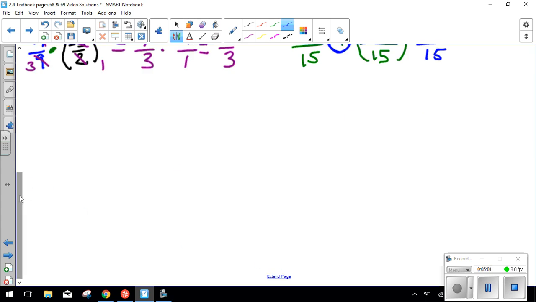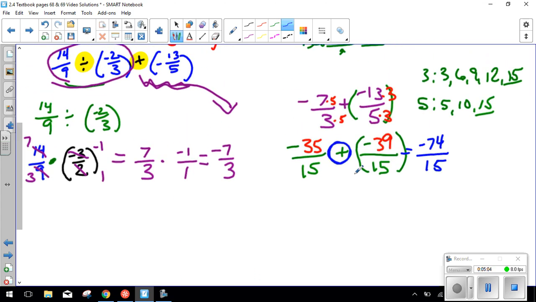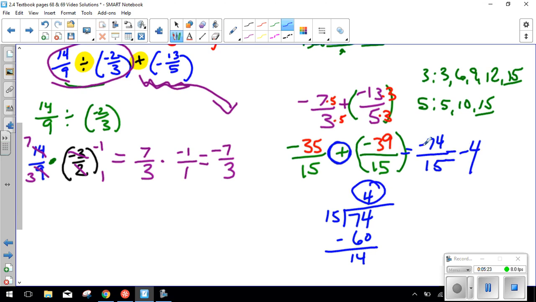Okay, what I'm going to do from here is convert this to a mixed number. So I'm going to take 15 into 74. I get 4 times 15 is 60, with 14 left over. So my final solution is negative 4 and 14 over 15. My signs are different, my negative comes along. There's 14 left over out of 15. So this is my work and my solution for number 38.